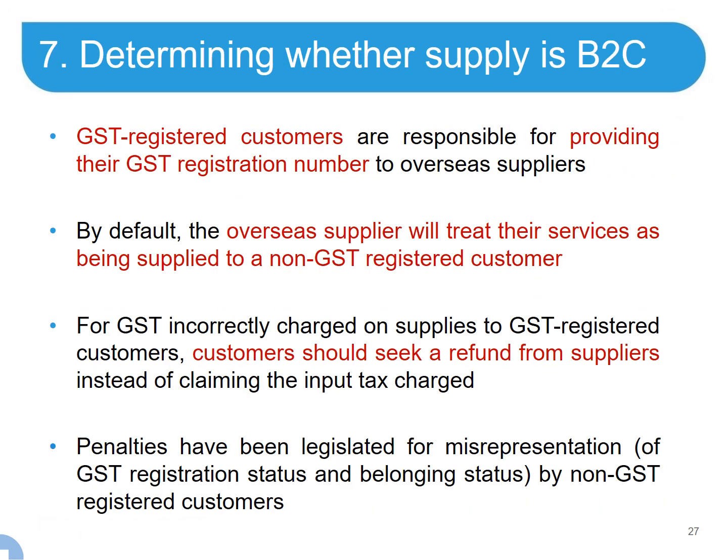Moving on to the rules for determining whether a supply is made to a non-GST registered customer, by default, overseas suppliers may treat their services as supplied to non-GST registered customers unless they receive information indicating otherwise. Hence, GST registered customers are responsible for providing their GST registration number to overseas suppliers. The overseas supplier must provide a way for GST registered customers to furnish their GST registration number to them. For example, the overseas supplier may add an optional field for GST registered customers to fill up during the payment or checkout process.